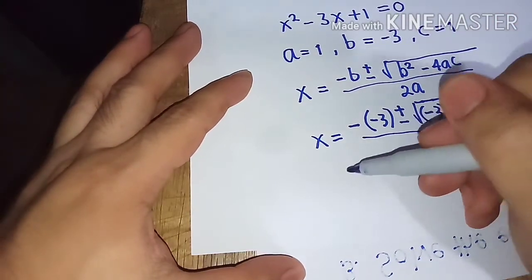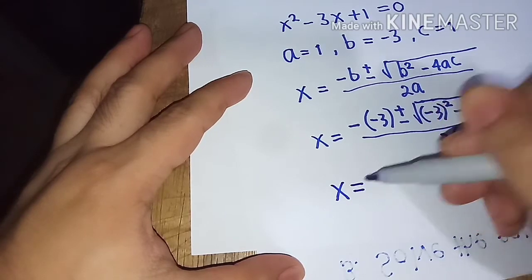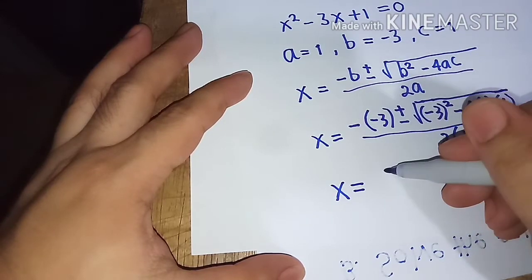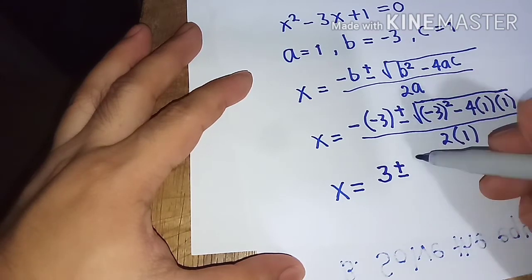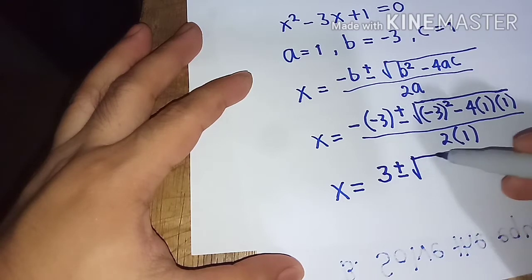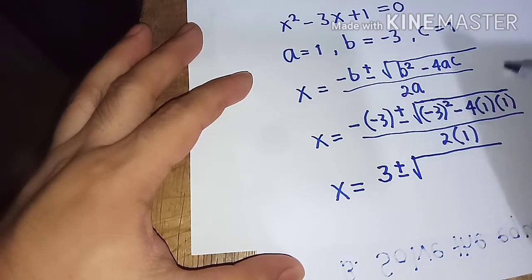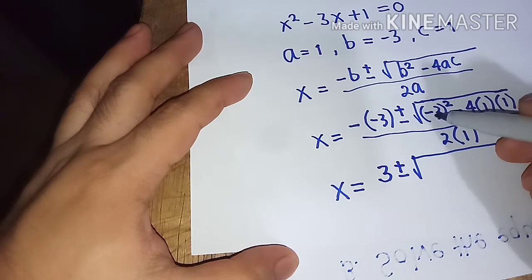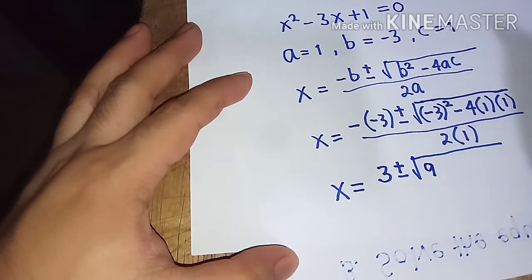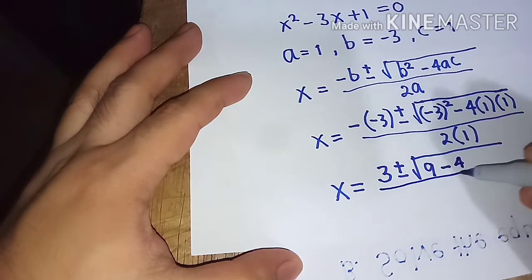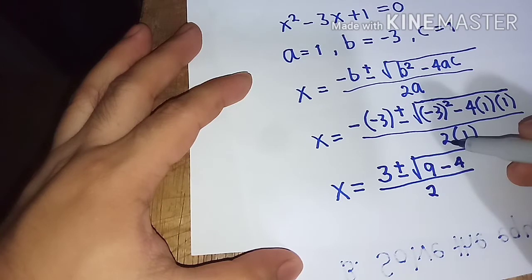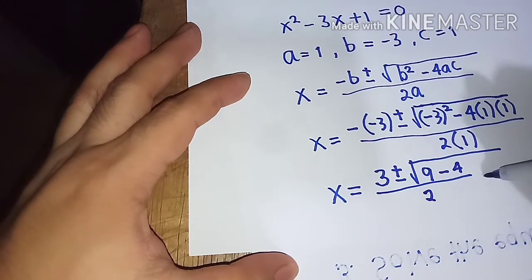Let's continue. x equals negative times negative equals positive. So copy here positive 3 plus minus or positive negative, and then you're going to simplify inside this radical. We have negative 3 times negative 3, that is positive 9. Negative 4 times positive 1, that is negative 4. Copy here negative 4. Then divided by 2, because 2 times 1 equals 2. Let's proceed here.